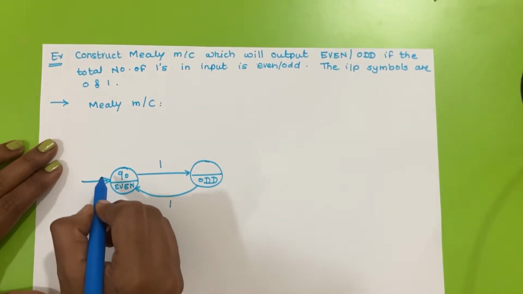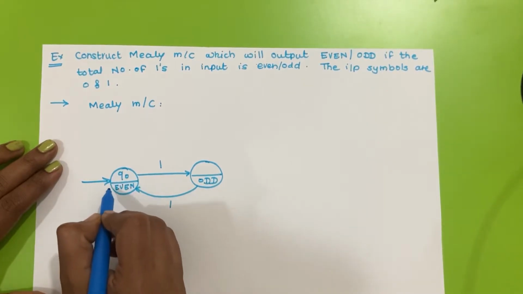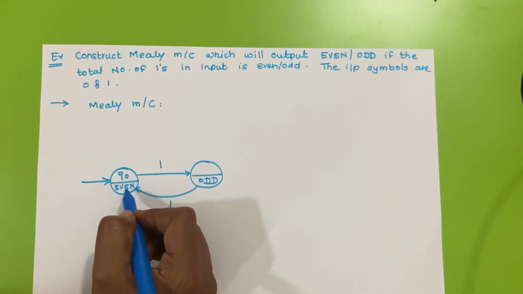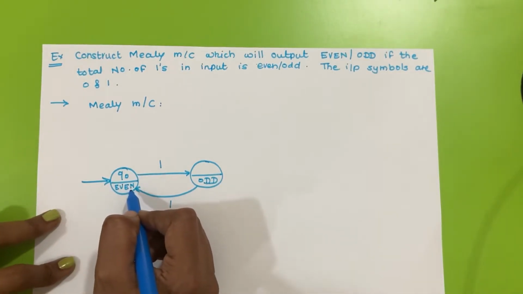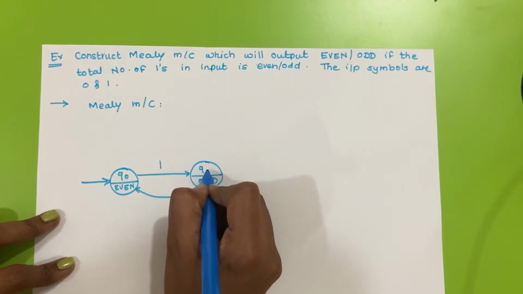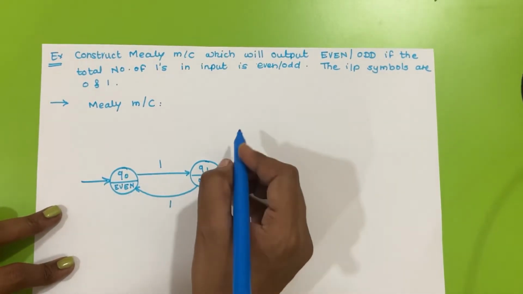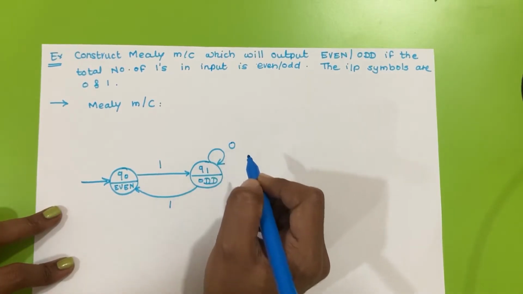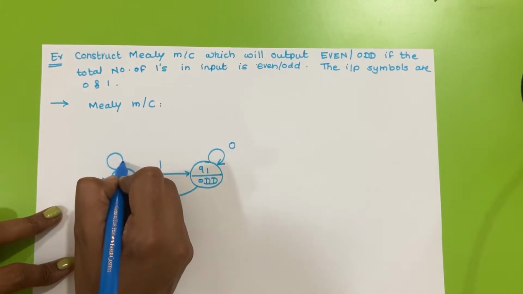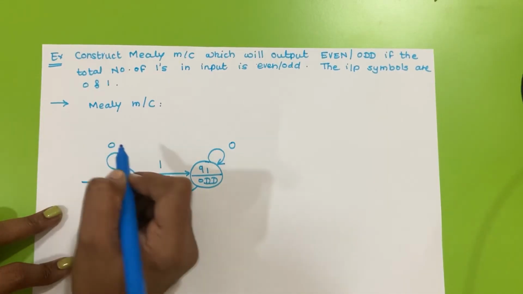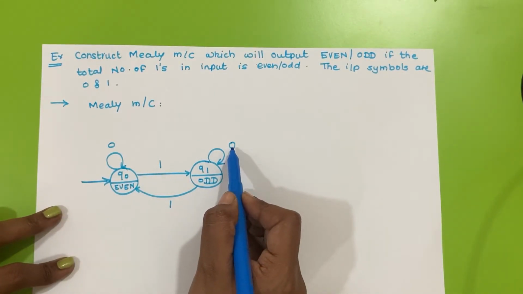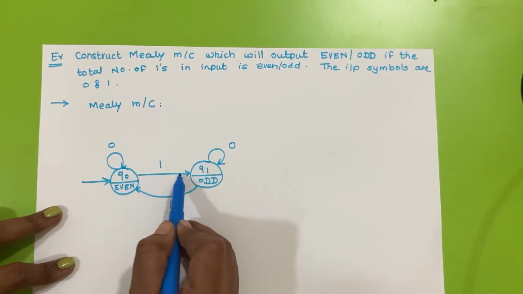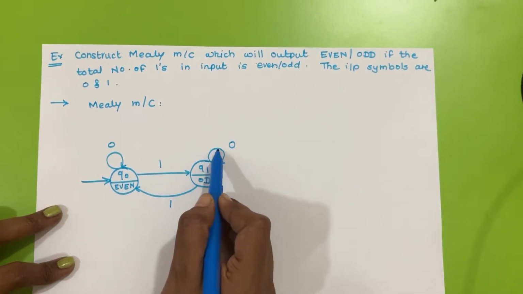And in the first state, zero number of ones will be there, so that will produce even only. So this will be 1, and in between if we have some zeros then that will produce odd, and here again that will produce even, because we don't need to count zeros. We only have to count ones.